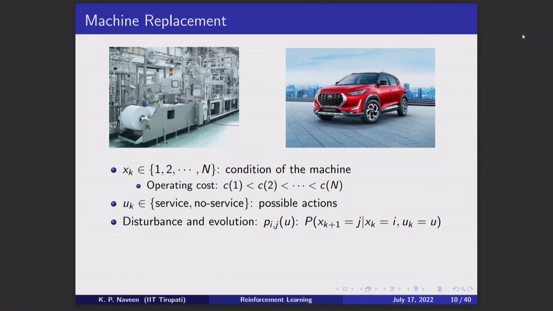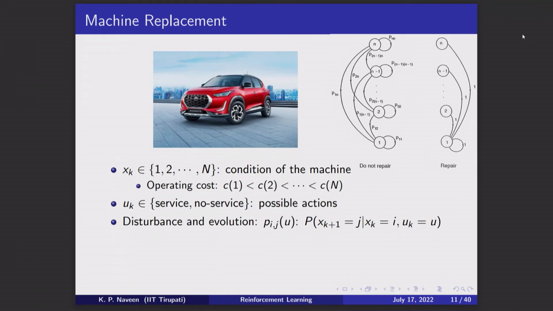Now in this particular example, if you see both the disturbance and state evolution, it's not always necessary that you need to have an equation. I've encapsulated both into probability transitions. What does this represent? This denotes the probability that the next state is j, given that the current state is i and the current action is u. That is referred to as the transition kernel.